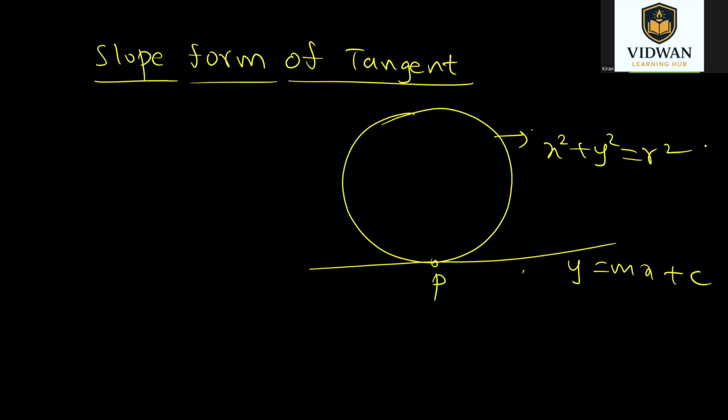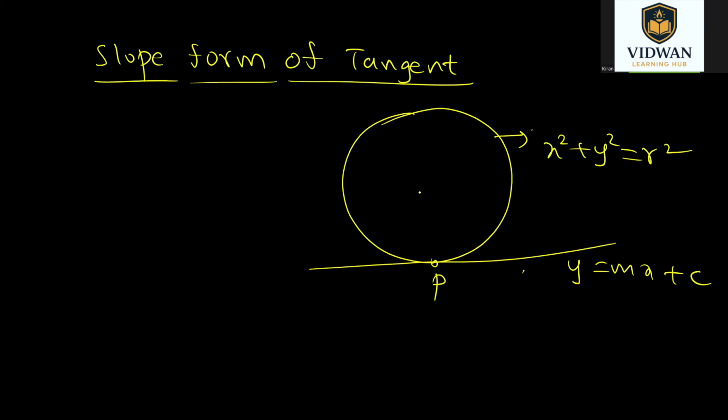So what is the first thing that I have to write here is, given that this line is a tangent, how do you write this in slope form? Slope form means it should have only m, it should not have c. So what we do here is, you can use the condition of tangency and find out c value. That is one thing that you can do.